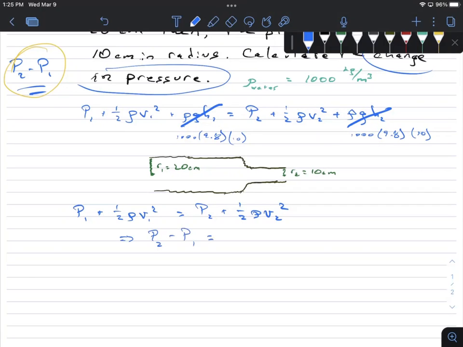equals, and then everything else gets moved to the left side, which means this 1/2 rho V2 squared term, I move it to the left side, it becomes negative. So I have 1/2 rho V1 squared minus 1/2 rho V2 squared. All I did was move the terms around a little bit. I have the Bernoulli equation, I put the P's on one side and everything else on the other. And here I'm solving for P2 minus P1.